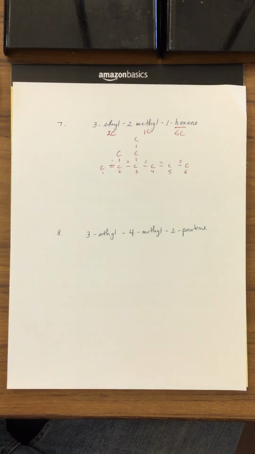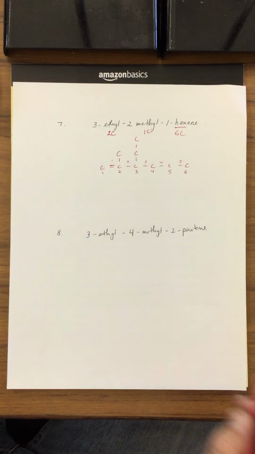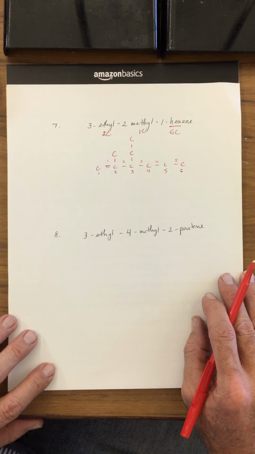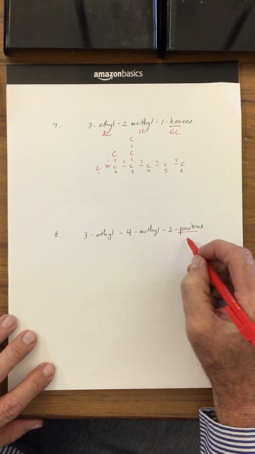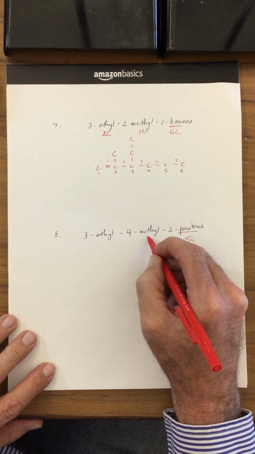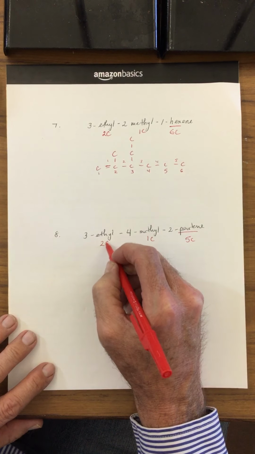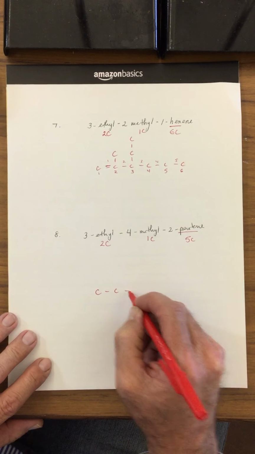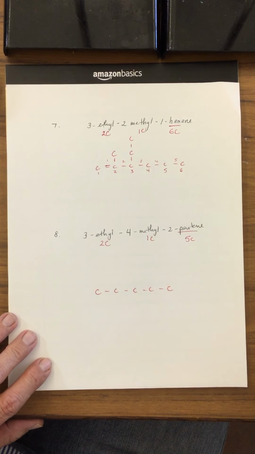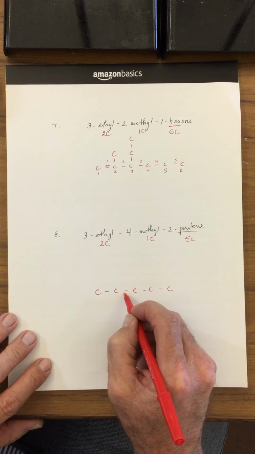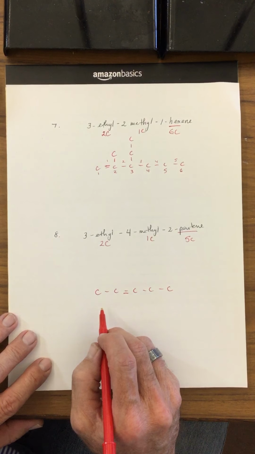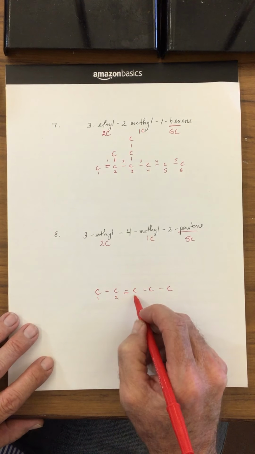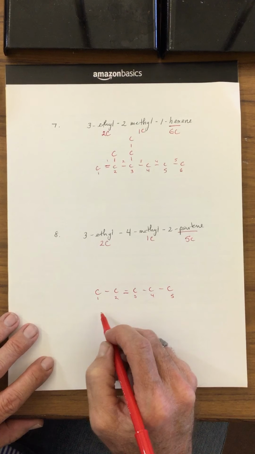Okay, if you go to the last page, we have 3-ethyl-4-methyl-2-pentene. So pentene, pent means it's going to be a 5 carbon, and attached is going to be a 1 carbon and a 2 carbon. Let's go ahead and draw the carbons. 1, 2, 3, 4, 5. The double bond is going to be found in the second position, right here. Let's go ahead and number the carbons.